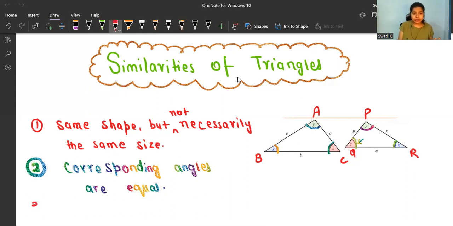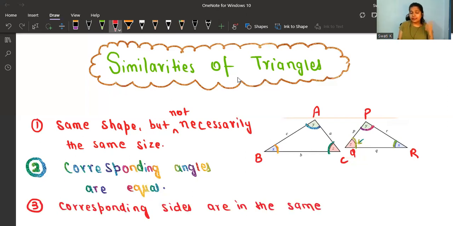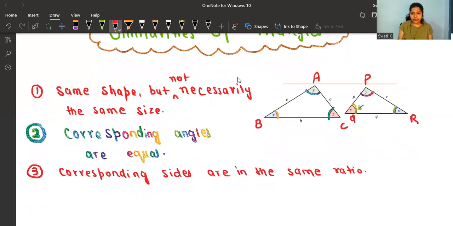And now let's talk about the third, which is the corresponding sides should be in the same ratio. That's the third condition. Corresponding sides are in the same ratio. When I'm saying corresponding sides are in the same ratio, I just mean to say this. Here, AB upon PQ equals BC upon QR equals AC upon PR.